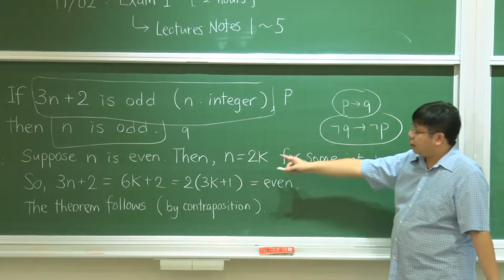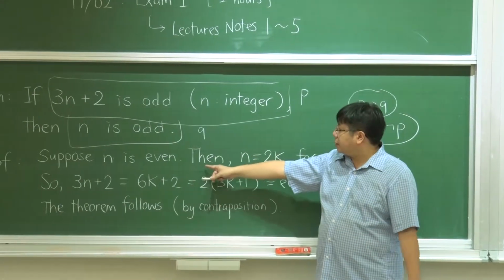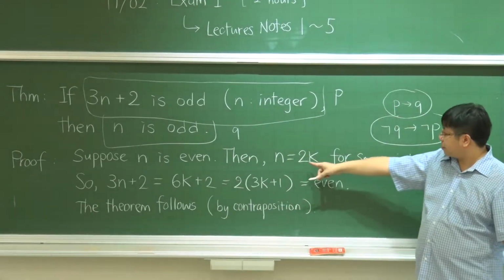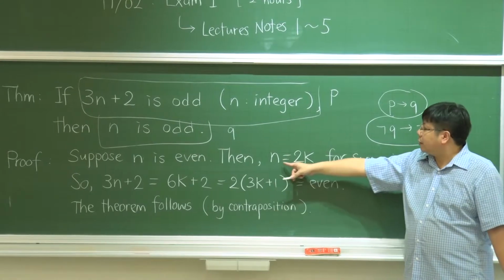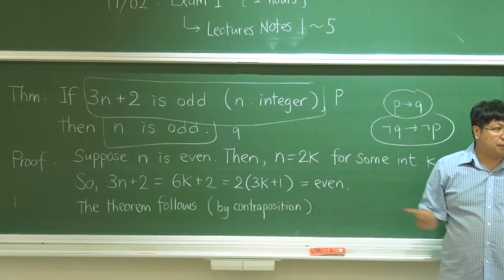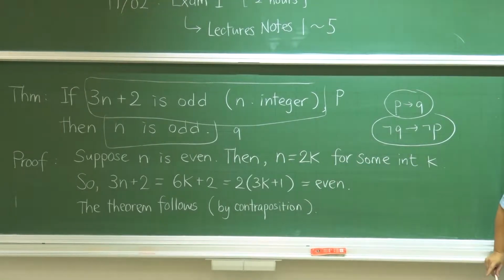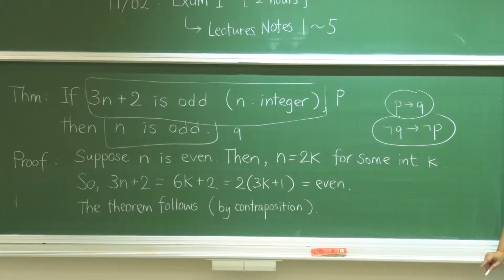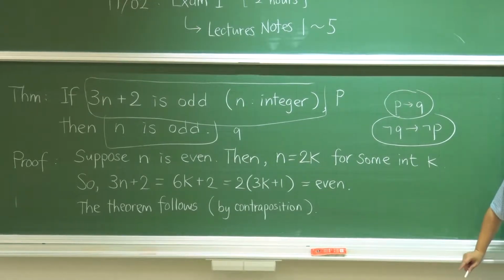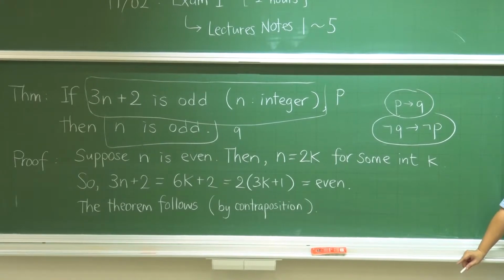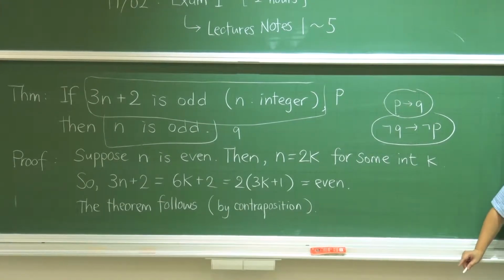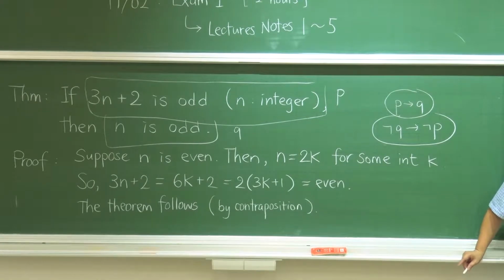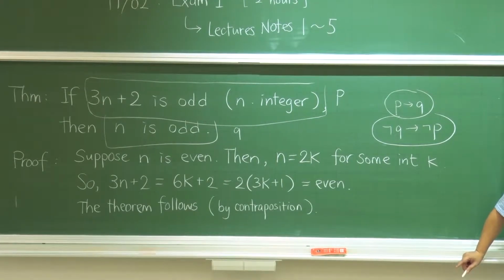So let's take a look at what follows. Because n is even, n is equal to 2 times k for some integer k. Okay? Even. Now, because n is equal to 2k, 3n plus 2 will be equal to what? It will be equal to 6k plus 2. And now 6k plus 2, you can take away a factor of 2 outside. It is 2 times 3k plus 1, right? And then it is 2 times an integer, so it is an even number.